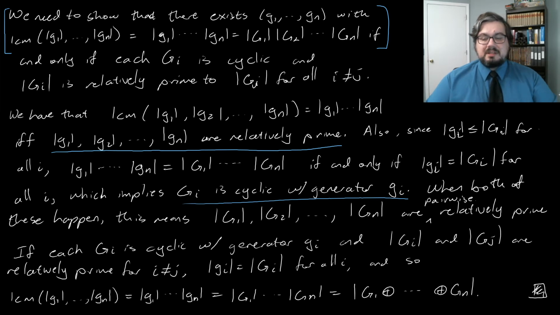So I'll just stop it there rather than trying to squash some more in. So this shows us that we have a very easy condition to check for when the direct product of two cyclic groups are cyclic. And in particular, it tells us what cyclic group they are when we take the direct product. So let's see some examples of working with this.